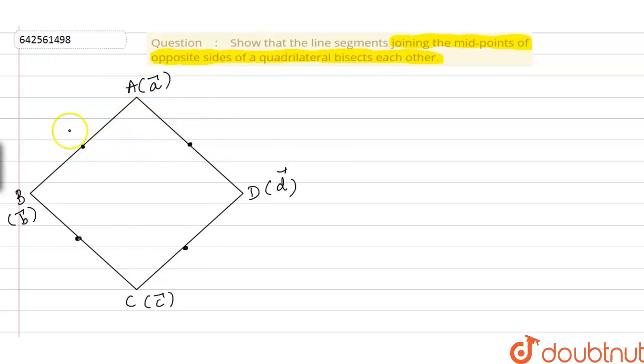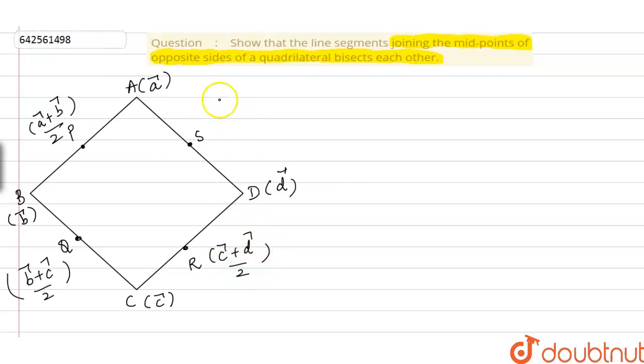So the position vectors of the midpoints of these sides P, Q, R and S respectively become A plus B by 2, and this would be B plus C by 2. This would be C plus D by 2, and the last one would be A plus D by 2. Right. Now we need to join all these midpoints together. So this would be PR and this would be line segment QS.